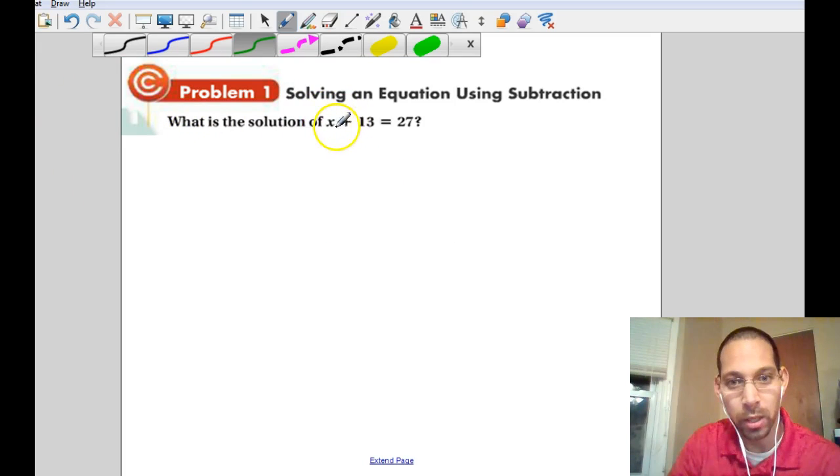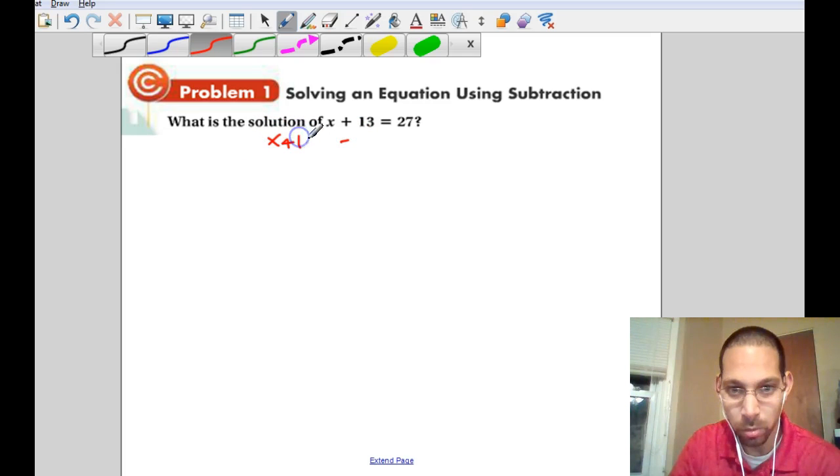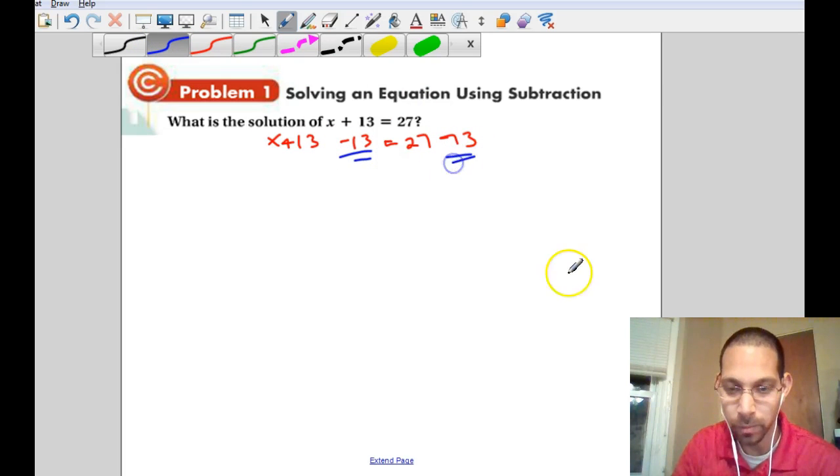What is the solution of x plus 13 equals 27? Well, as you can see, this is addition. We want to subtract 13. So some teachers will write it where they have the original problem, and then you write subtract 13. Here's your original problem. Here, subtract 13. So both sides have subtraction on it.